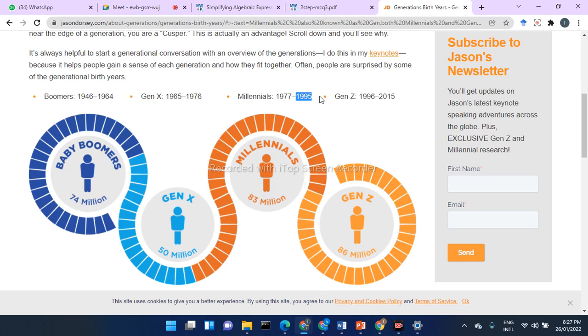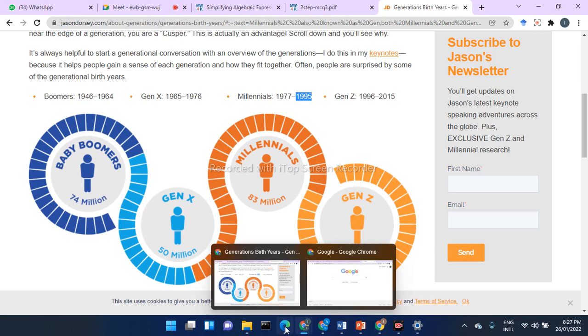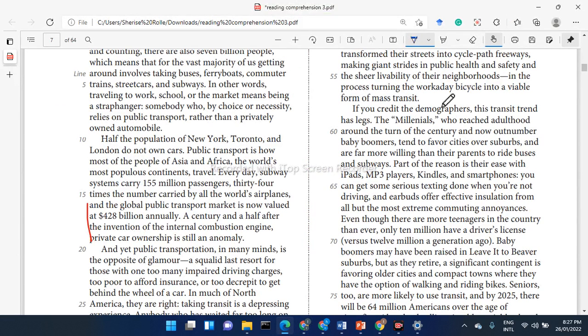All right. So these individuals, they like the public transportation more. Now, why is that? It says it right in the question. Millennials like the public transportation more. Why?